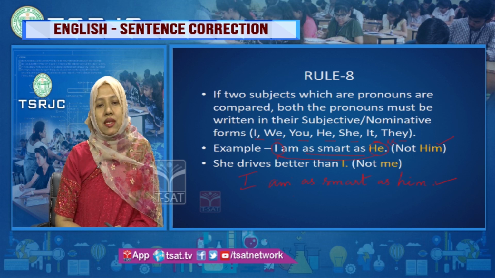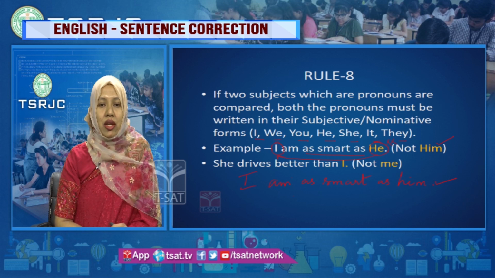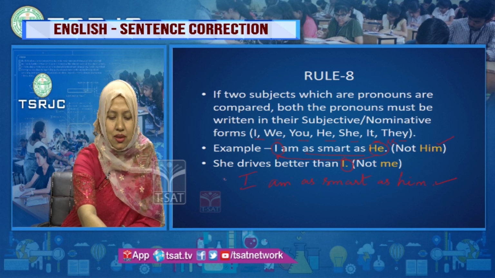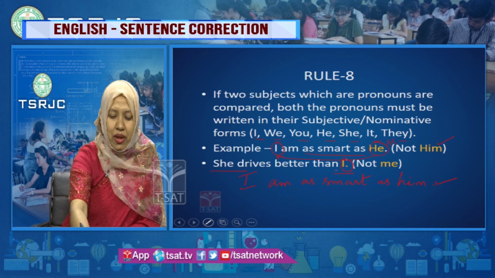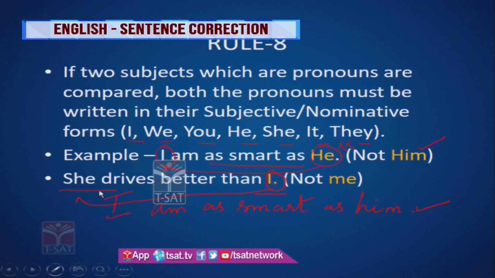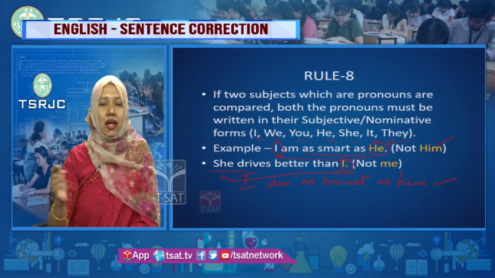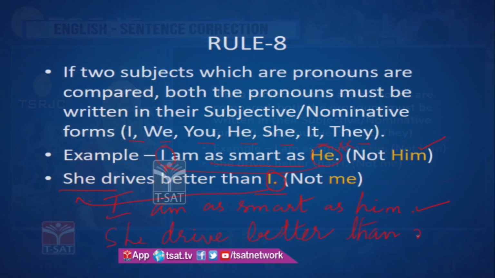She drives better than I. Most of them say she drives better than me. They use this, which is wrong. You should never use I in the object place. This is the subject place and this is the object. So, in the subject place you always use I, he, she, you, etc. I should be used in the beginning of the sentence in the subject place. I should not be used as an object. So, instead of I you will write me. She drives better than me is the correct sentence. I hope this is clear.